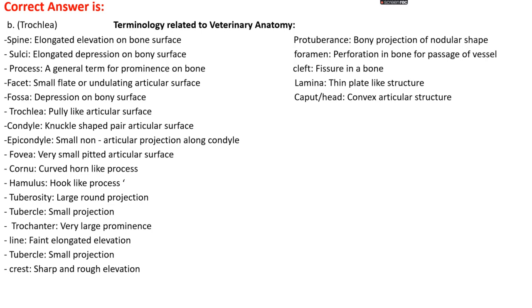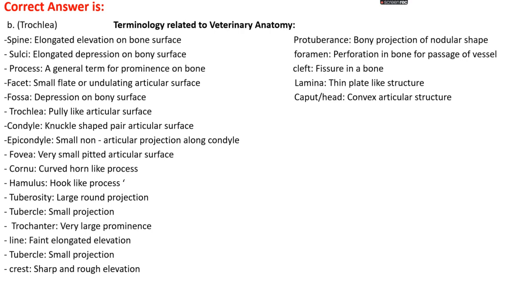and small non-articular projections along the condyle are known as epicondyles. A very small pitted articular surface is known as fovea, and a curved horn-like process is known as cornu. A hook-like process is known as hamulus, and a large round projection is known as tuberosity. A small projection is known as tubercle. A very large prominence is known as trochanter. A faint elongated elevation is known as line.